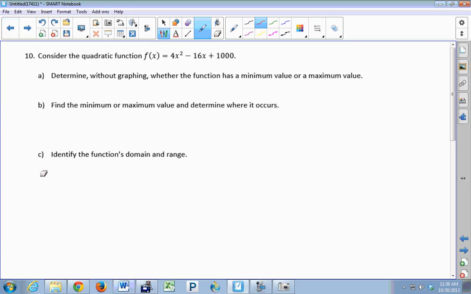So without graphing, determine whether this function has a minimum value or a maximum value. So here's our function, 4x squared minus 16x plus 1,000. Woo, baby. Big y-intercept, (0, 1,000). Okay, so is this function going to have a minimum or a maximum, and how do you know? Mary? And how do you know that? A is positive, right. A is equal to 4. It's positive, so this parabola opens upwards, so my vertex will have a minimum value.